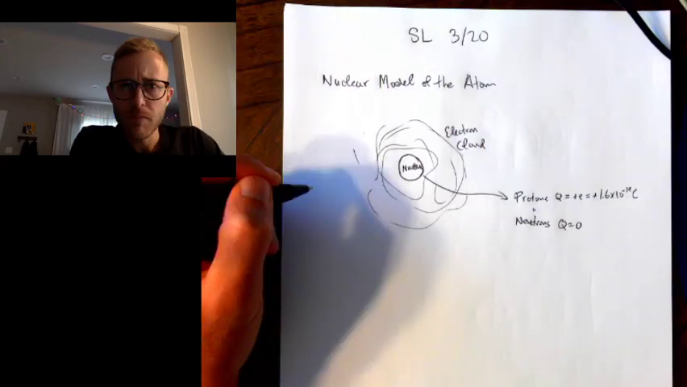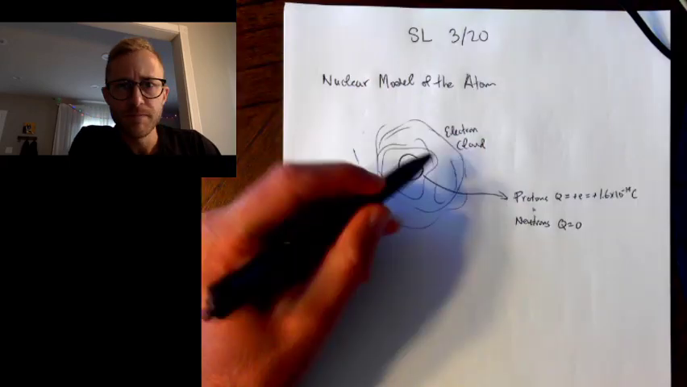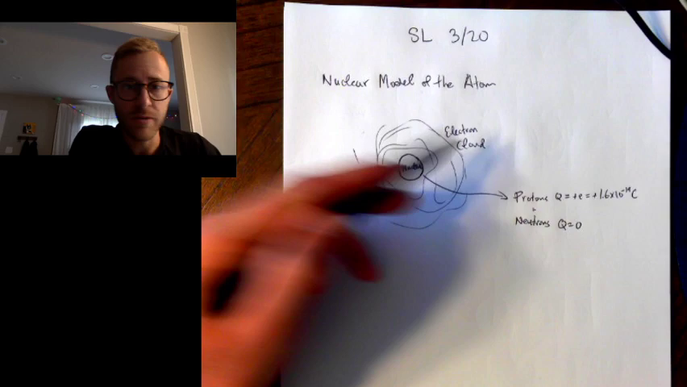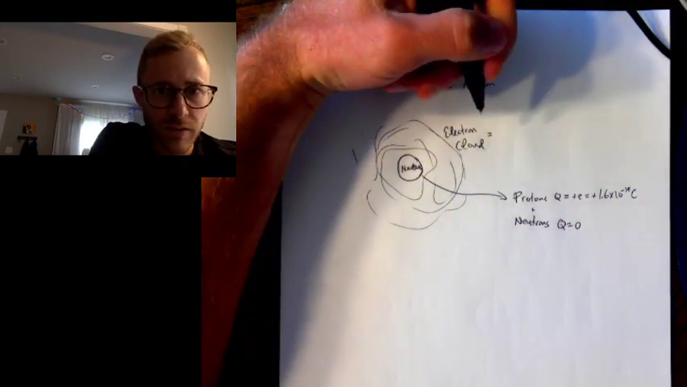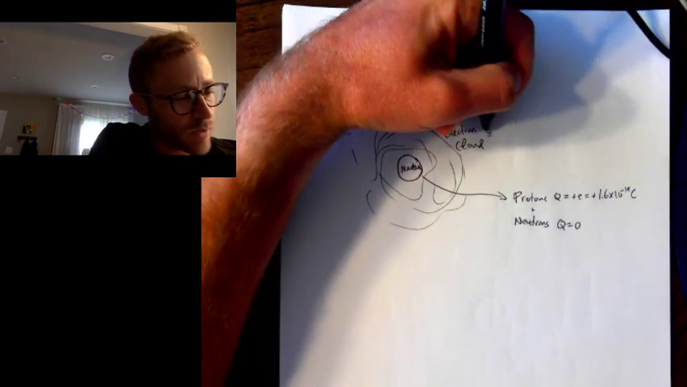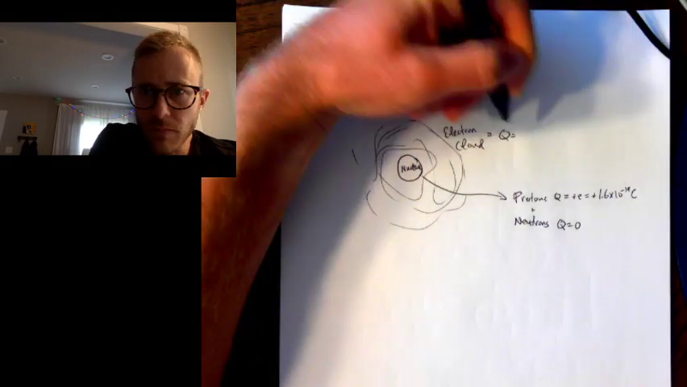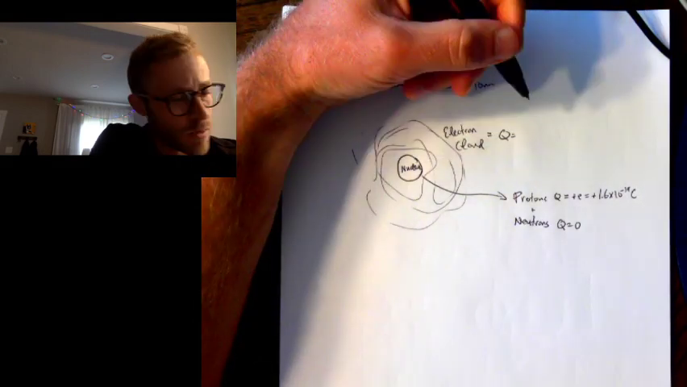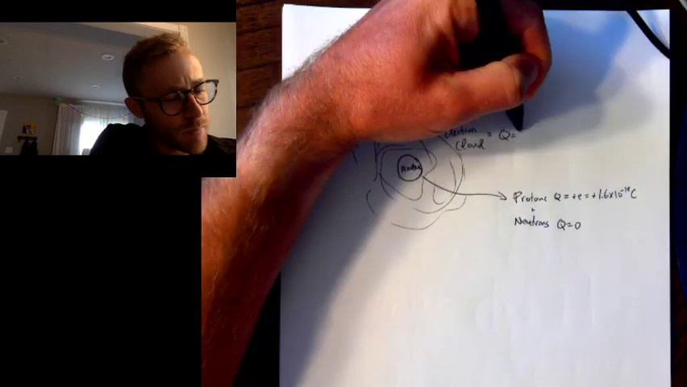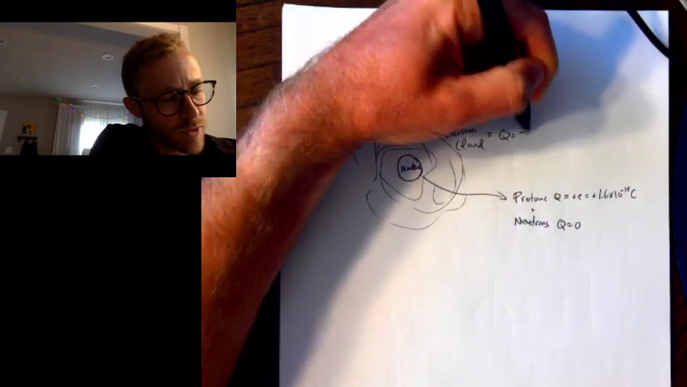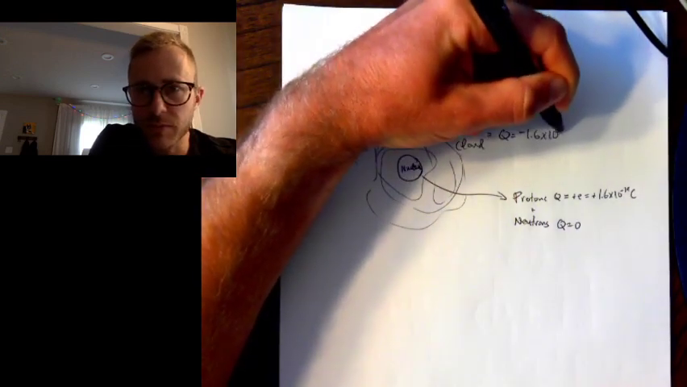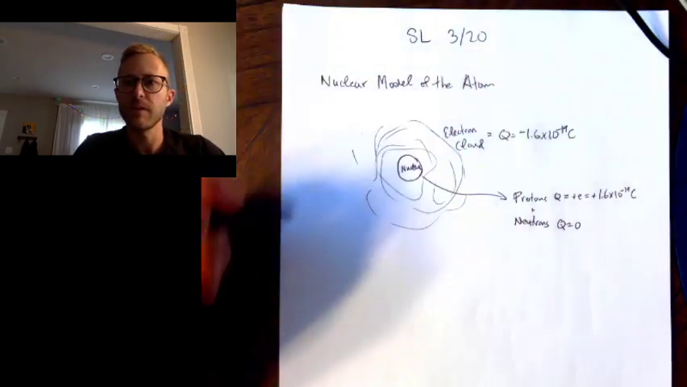The electron cloud is filled with electrons, and the electrons, of course, have charge minus 1.6 times 10 to the minus 19 coulombs.